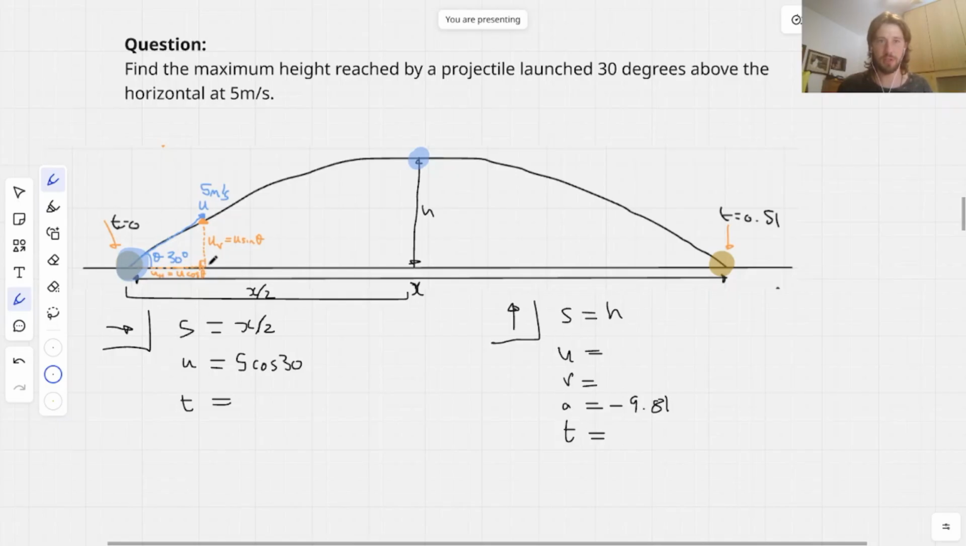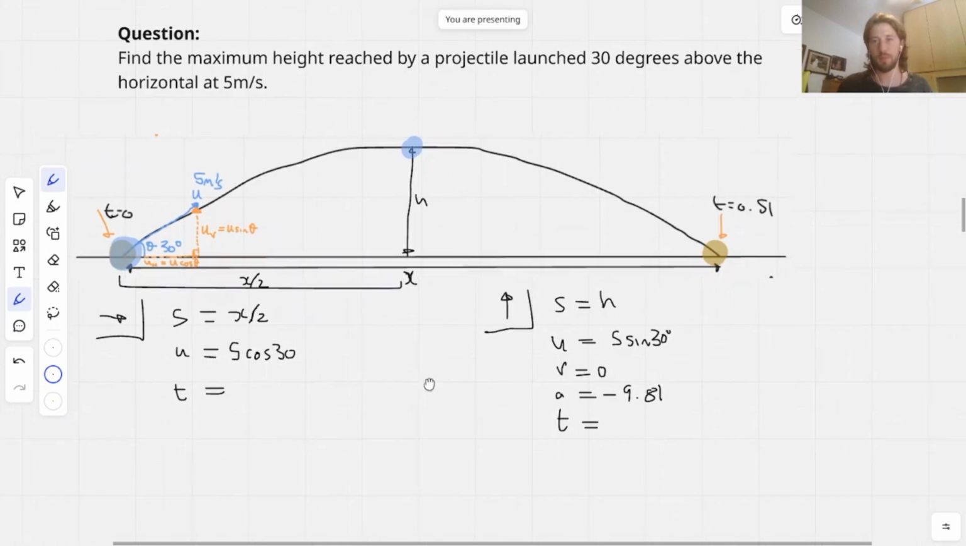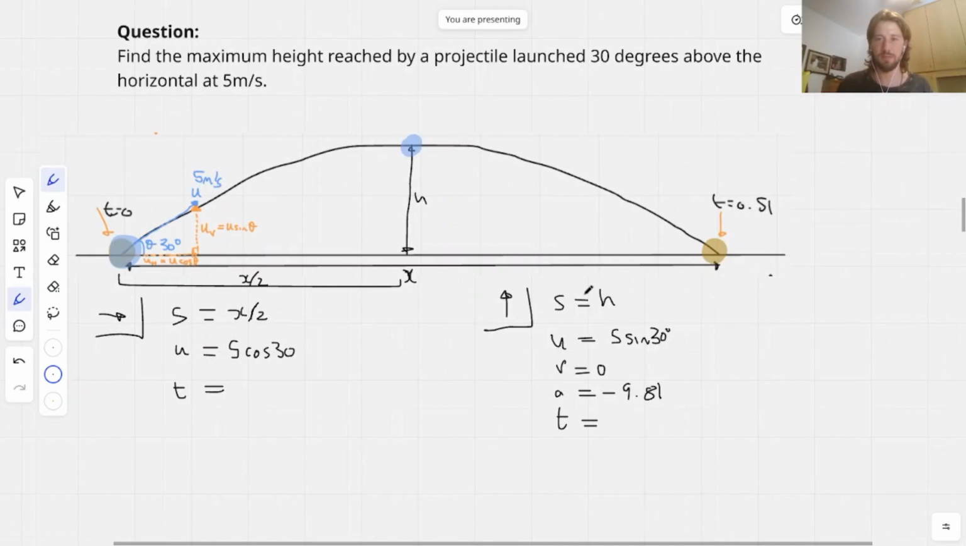Initial velocity is upwards, so that'll be 5 sine 30. And the final velocity we can actually use here is v equals 0. The vertical component is 0, as we said before. So we want to find h.